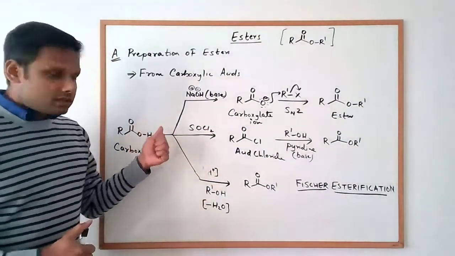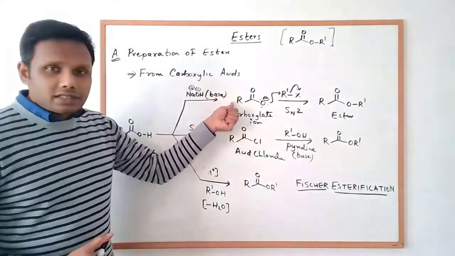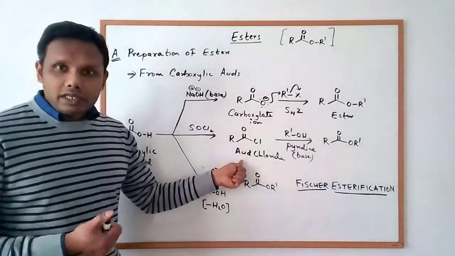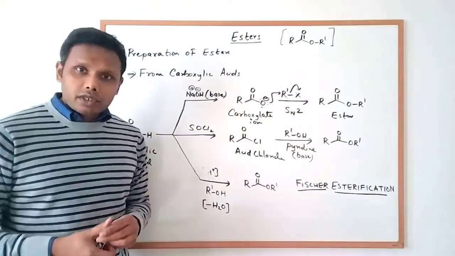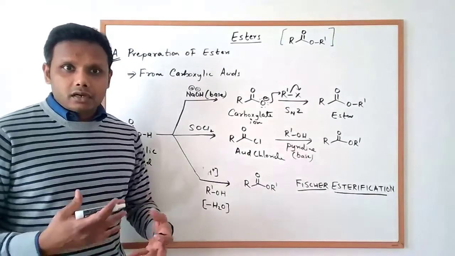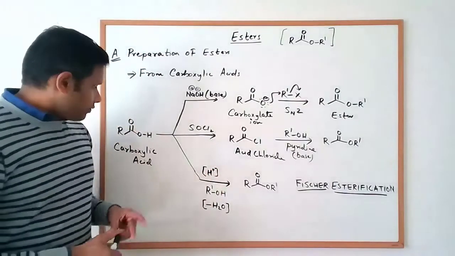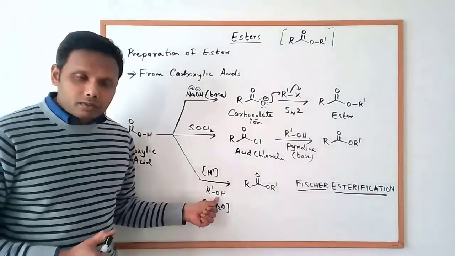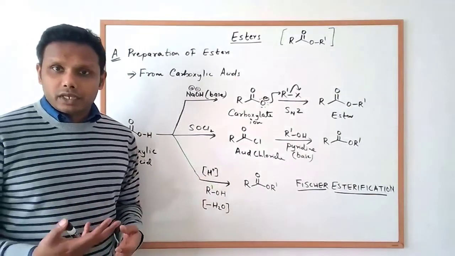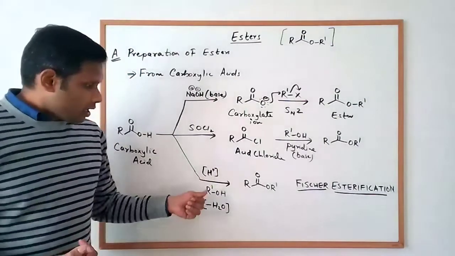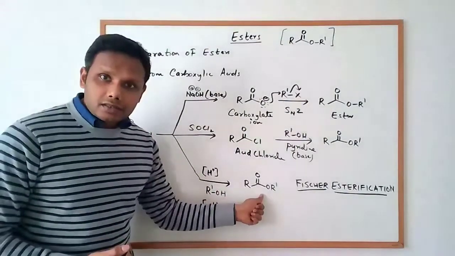So both of these methods start with the carboxylic acid and convert it into some intermediate, whether it's the carboxylate ion, which is the conjugate base, or the acid chloride. And then you go ahead and make the ester. The most straightforward and simplest synthesis of carboxylic acid esters involves a direct reaction of a carboxylic acid with an alcohol. This reaction is catalyzed by acid, so sulfuric acid or para-toluene sulfonic acid, one of those acids can be used.